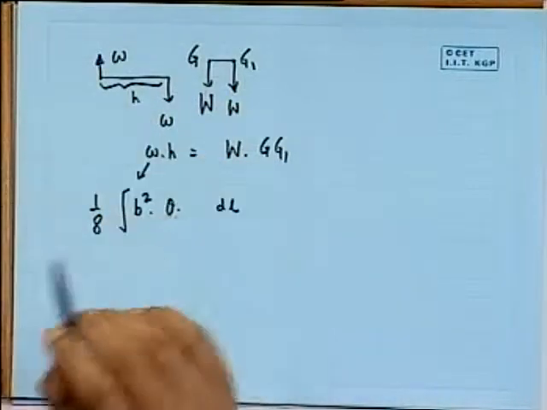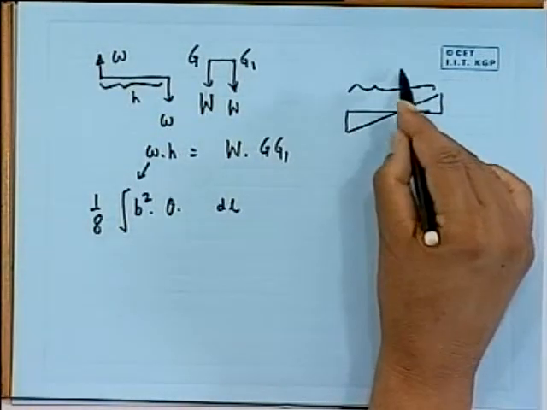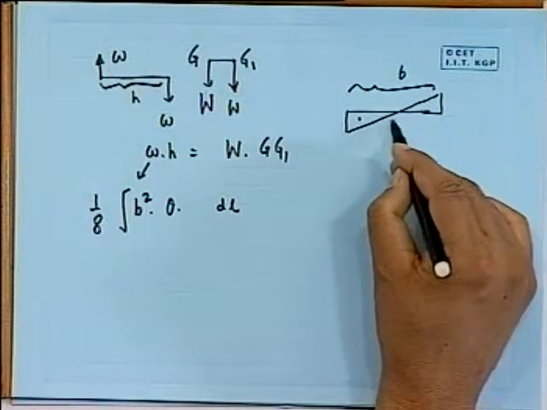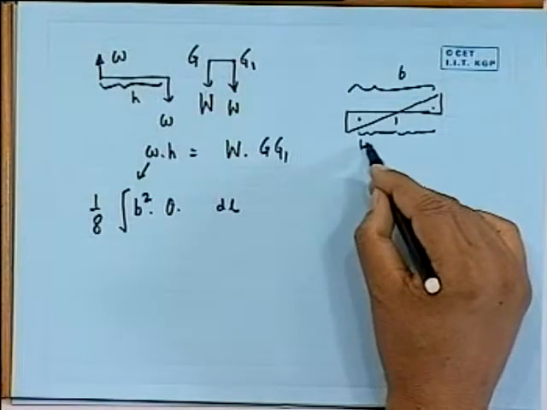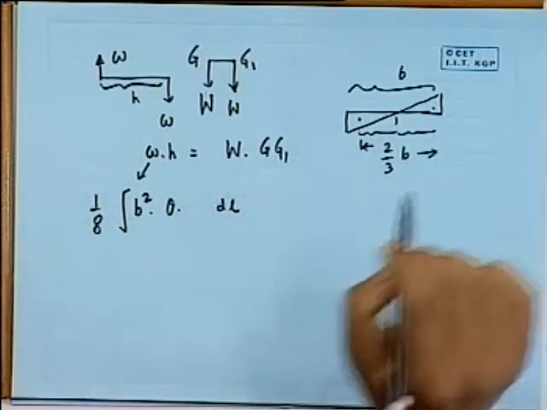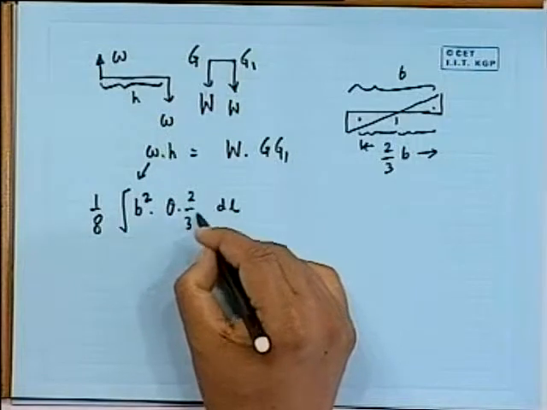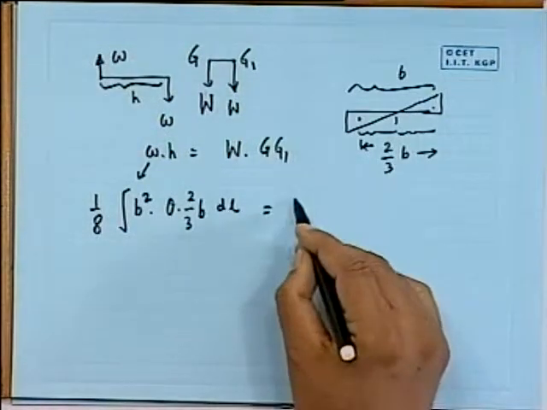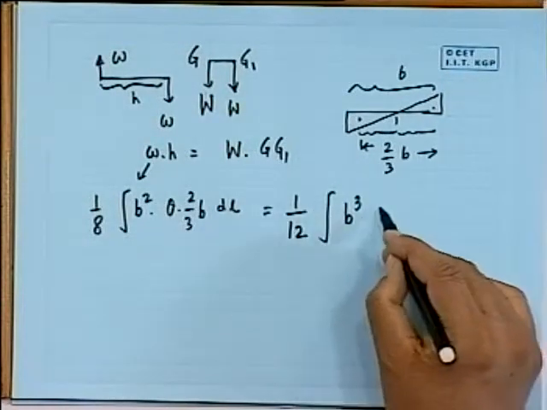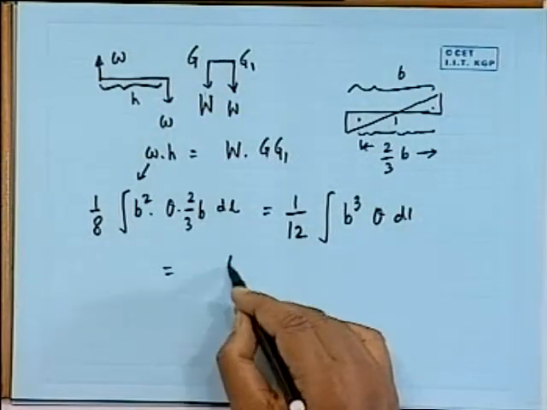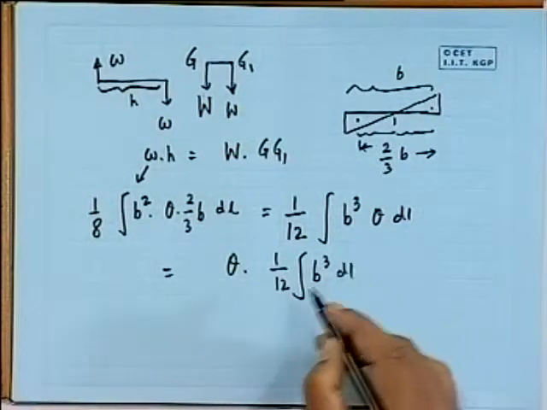But how much is h? Now look at this thing. This is my tank here. This is my B here. Centroid of this is going to be 2/3 of that. This is another 2/3: 2/3 of B by 2, 2/3 of B by 2. So this makes it 2/3 of B, the full thing, here to here. So this h is equal to 2/3 of B. So I get here 1 by 12 of integration of B cube theta dl, or I can write it as theta into 1 by 12 of B cube dl over the tank length.